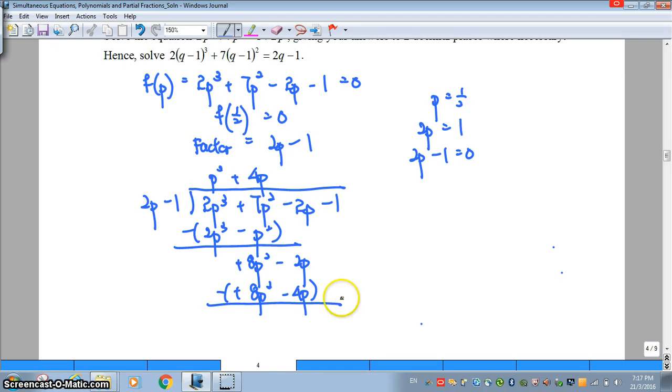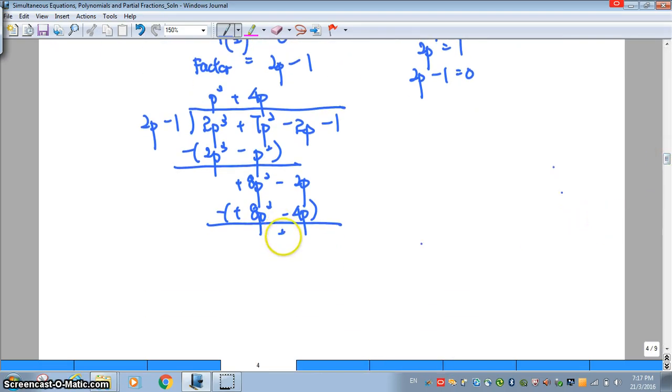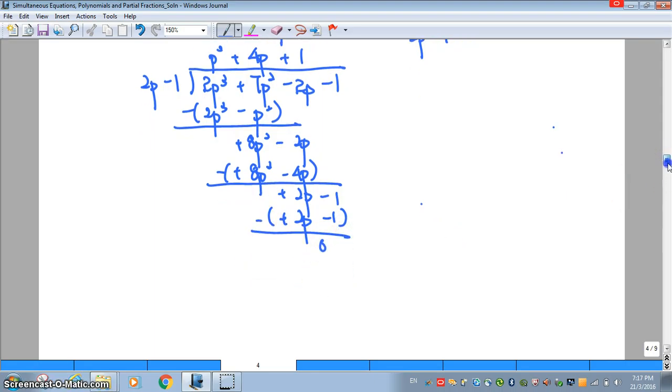So in this case, you have negative 2P plus 4P, which will allow us to get a positive 2P, bring down the last value, negative 1. And there you have it, the remainder is equal to 0. Please write out your cubic equation in its factorized form. So in this case, your f(x) is equal to 2P minus 1 multiplied by P squared plus 4P plus 1.